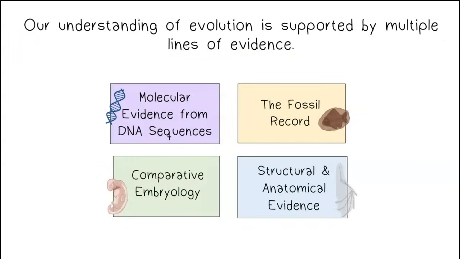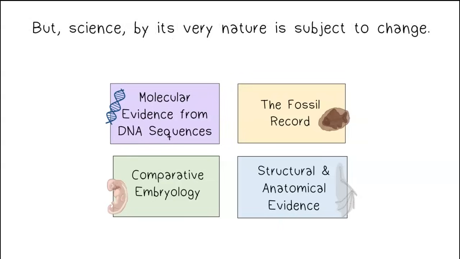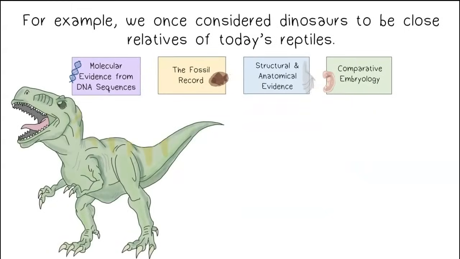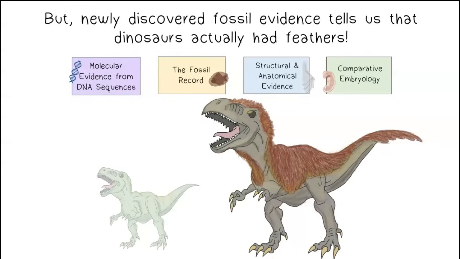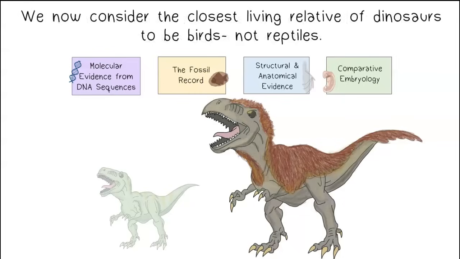Our understanding of evolution is supported by multiple lines of evidence. But science, by its very nature, is subject to change. For example, we once considered dinosaurs to be close relatives of today's reptiles. But newly discovered fossil evidence tells us that dinosaurs actually had feathers. We now consider the closest living relative of dinosaurs to be birds, not reptiles.